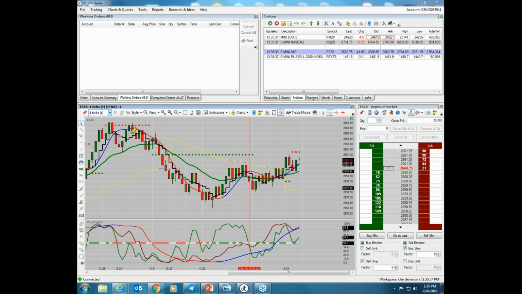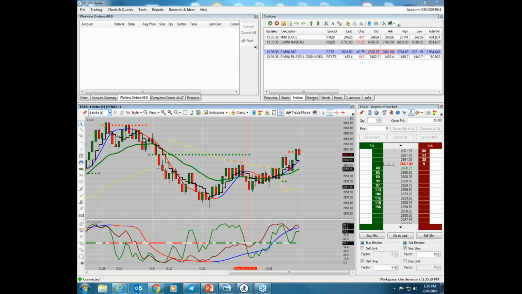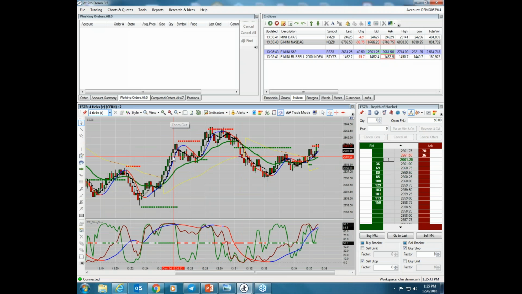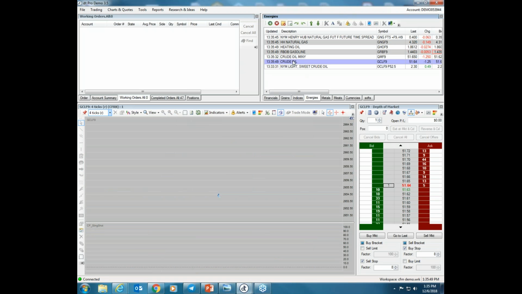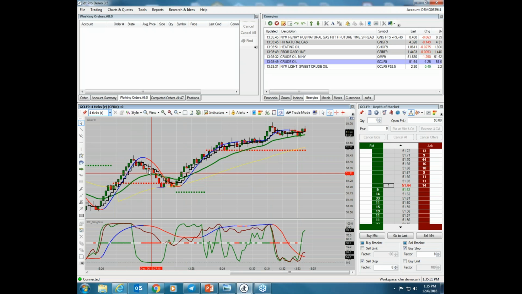All right, back in the saddle here. We didn't miss anything here because the indices are trashing around. Okay, the S&P is just sideways, so we're not missing any action. So let's go back to crude oil and see if there's anything going on here.